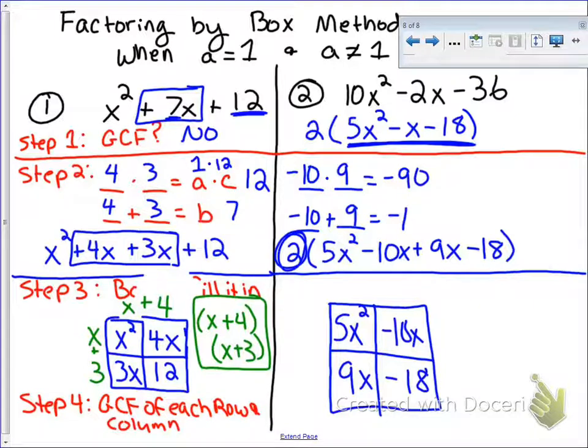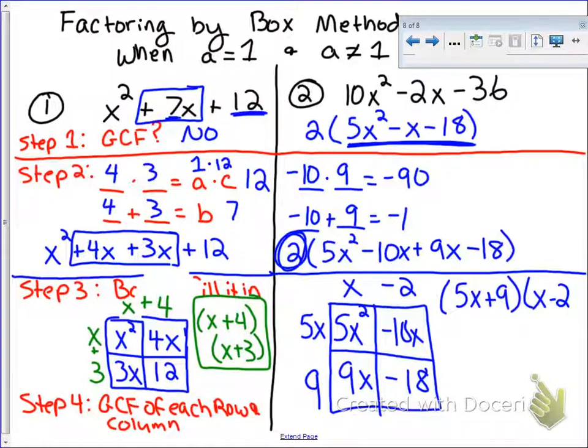So for my first row, I can take out a 5x. For my next row, I can take out a 9. All right, for my left column, I can't take out a number. The only thing I can take out is an x. And on the right column, I can take out a negative 2. Is that all I can take out? Yes. Okay, so my 2 factors are 5x plus 9 and x minus 2. And that's my answer for what's in the parentheses. This 2 has to carry down and become part of my answer. So my final answer is 2 times the quantity 5x plus 9 times x minus 2.